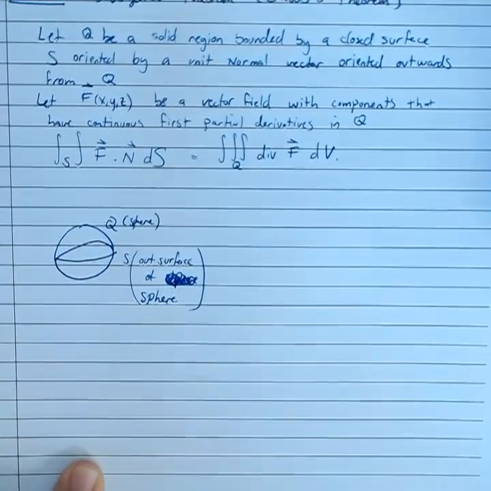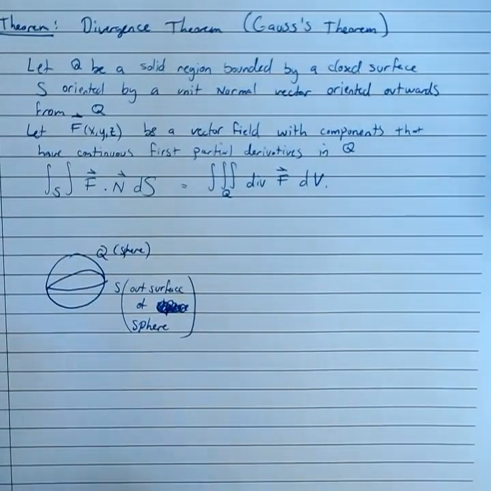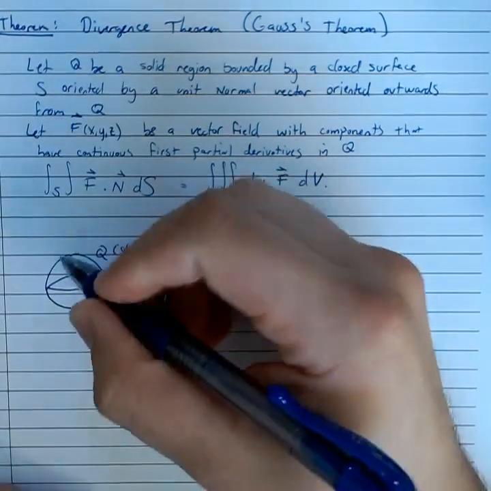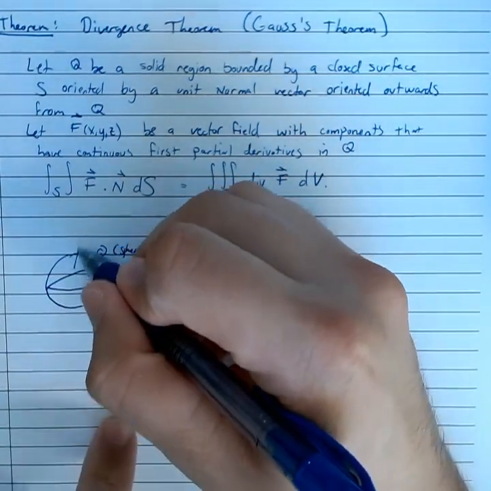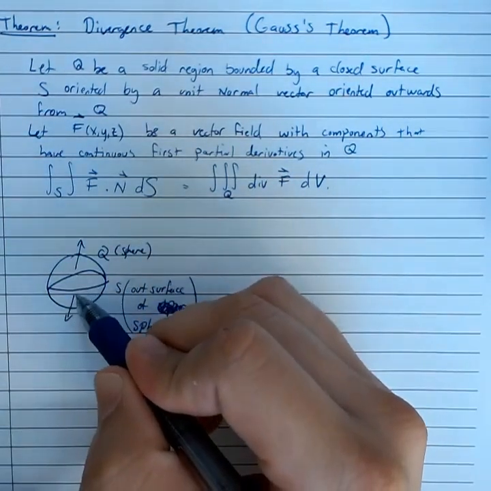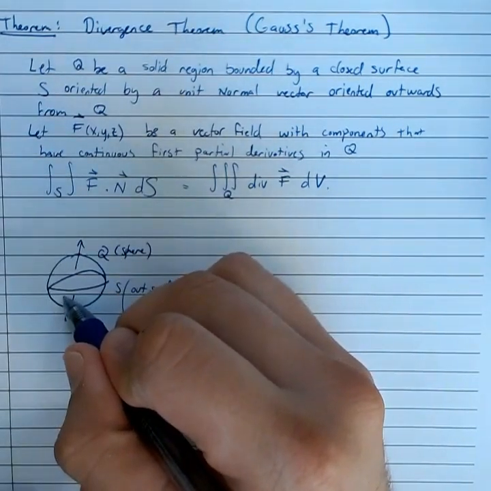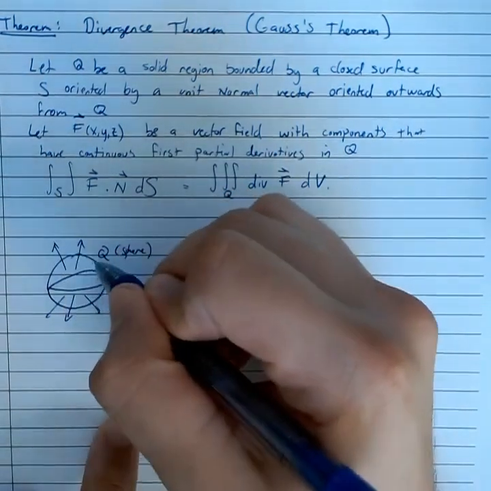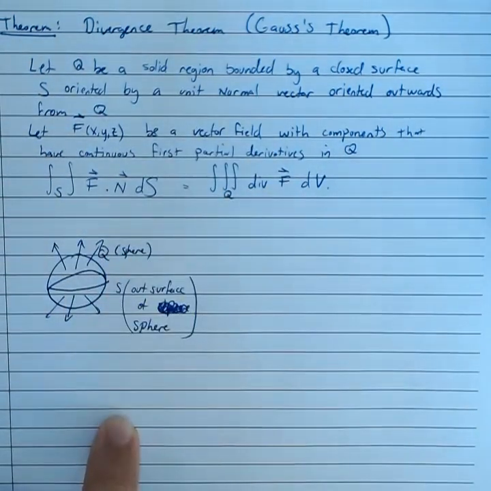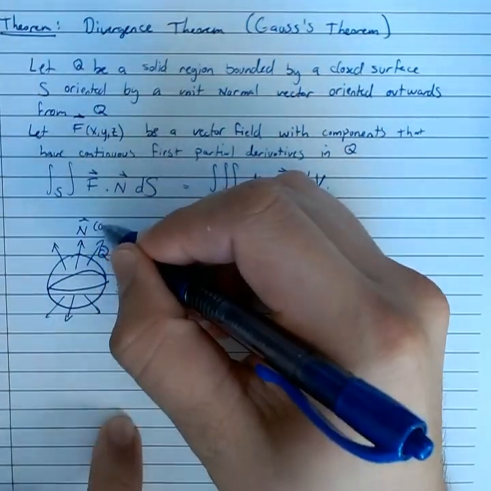Okay, so let Q be a solid region bounded by a closed surface S that is oriented by a unit normal vector oriented outwards from Q. That is to say that the unit normal vector is going outwards from here. Here it would be flowing this way, here it would be flowing this way. At every point, it would be flowing in its own respective direction, but it would always be flowing outwards. So your unit normal vectors are outwards.